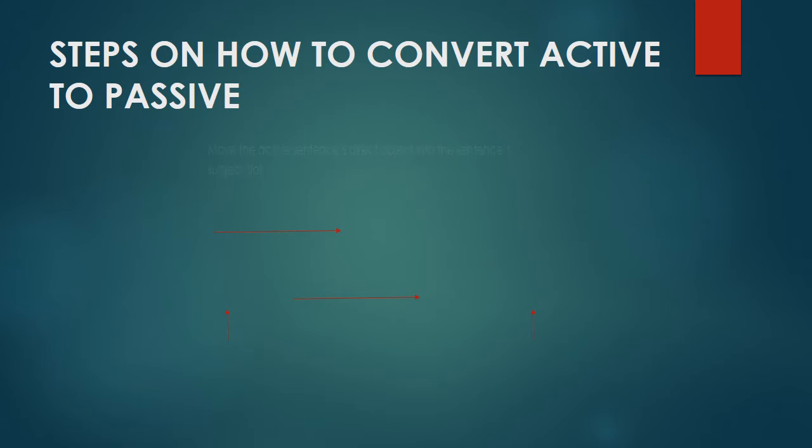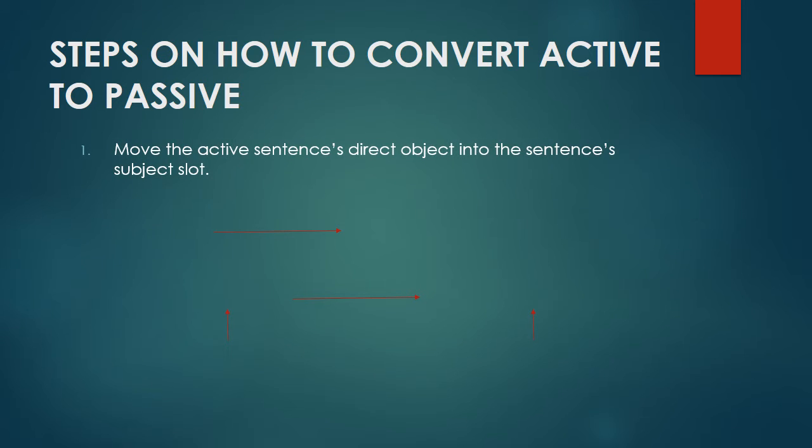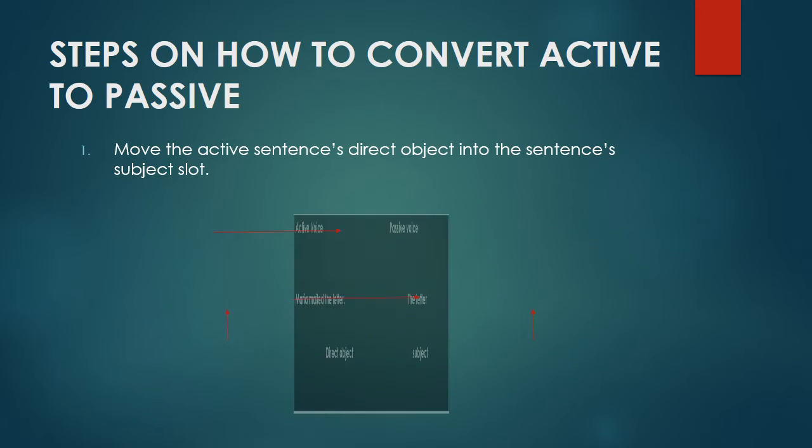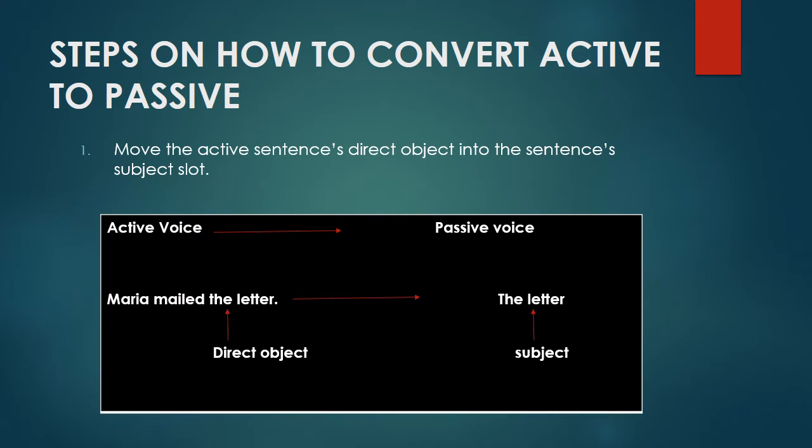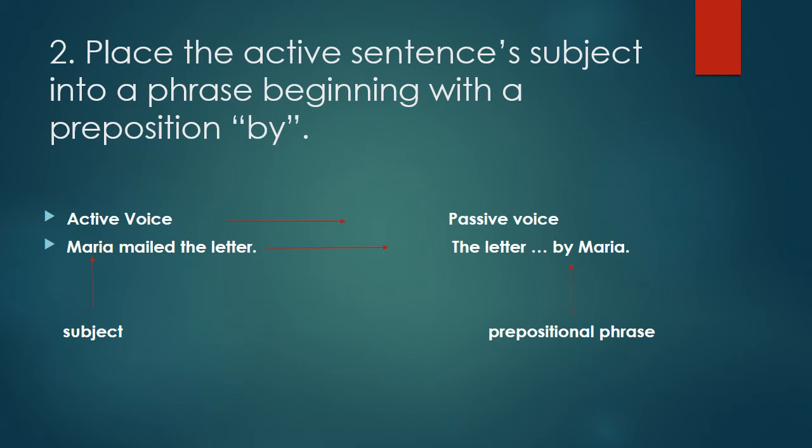What we are going to do is just move the object of the active voice sentence to the subject's place of the passive voice sentence. Let's see an example. Here, the letter is the direct object in the active voice sentence, but it will become the subject of the passive voice sentence. Now we will place the active sentence subject into the phrase beginning with the preposition by. Maria mailed the letter. Here Maria is the subject, but it will become the prepositional phrase in the passive voice sentence.